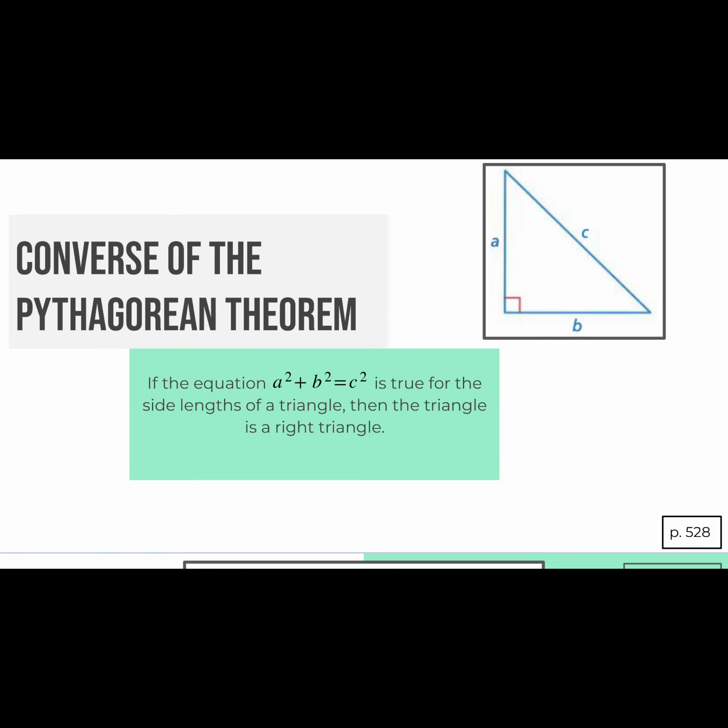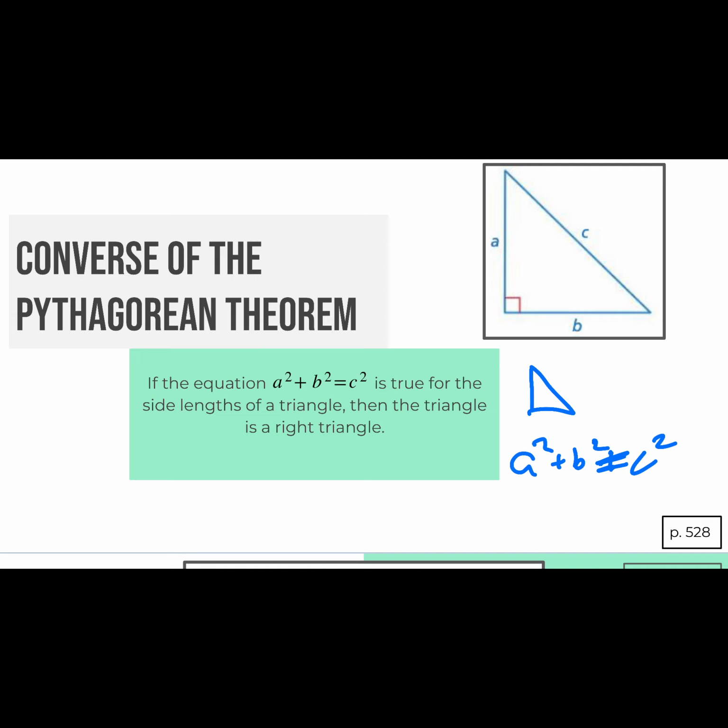And that's what we're doing with the Pythagorean theorem. So when we have looked at the Pythagorean theorem so far, we have said that if we have a right triangle, then this statement is true: a squared plus b squared equals c squared. We have gone in this order. If we have a right triangle, then a squared plus b squared equals c squared works.